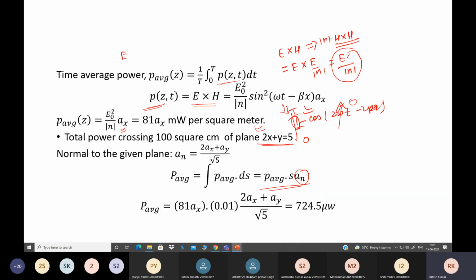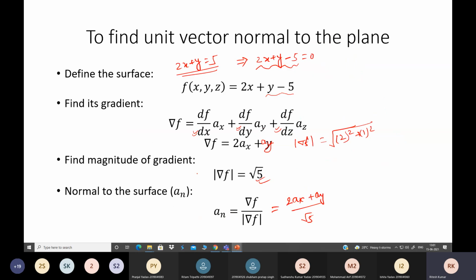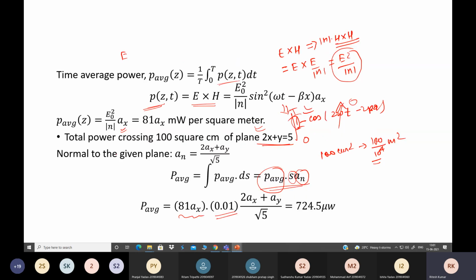Okay. Now the same thing we have applied here. This term is 81 ax, the P average value. The surface area is given as 100 centimeter square. So when you convert 100 centimeter square to meter square, you have to divide it by 10 to the power 4. So 100 divided by 10 to the power 4, now it is in meter square. So this is 0.01, multiplied with the an that we have calculated here. So after taking the dot product and solving this, we are getting 724.5 microwatt.